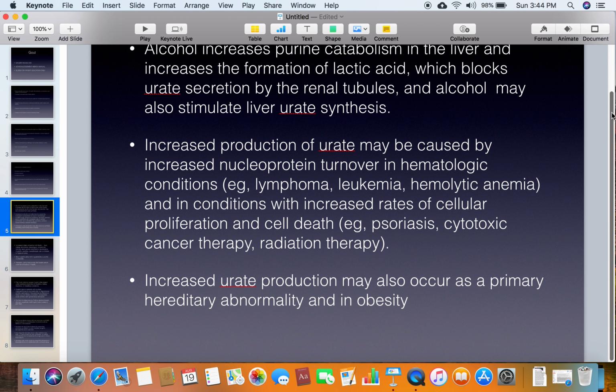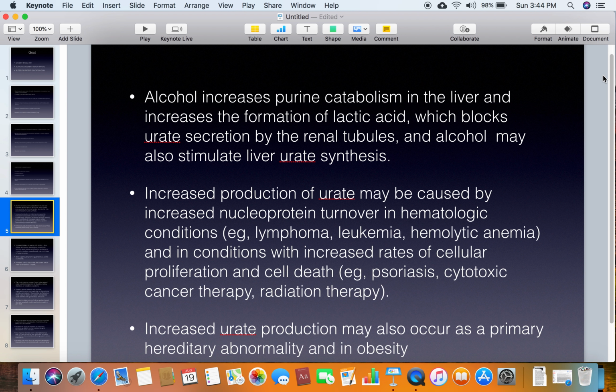Now, alcohol can increase purine catabolism. Purine is the substance which leads to uric acid formation. So if you drink alcohol, it increases the purine. Catabolism is the breakdown of purine in the liver, which leads to more lactic acid formation, which blocks urate secretion by the kidneys, and this leads to more urate synthesis.